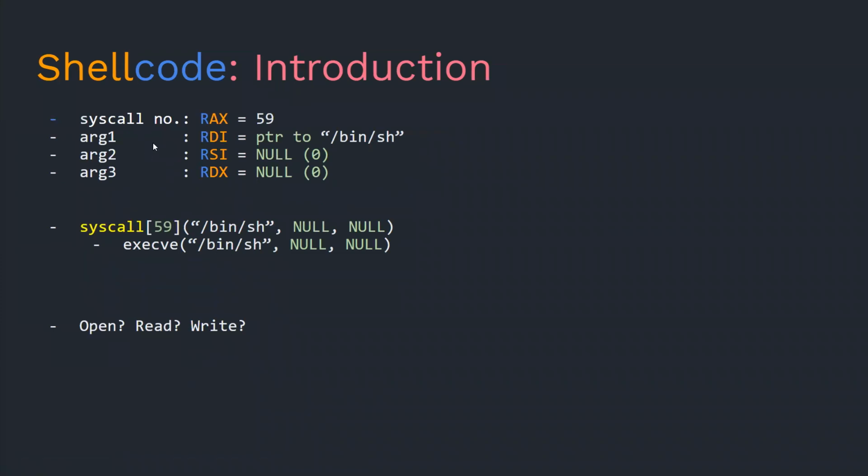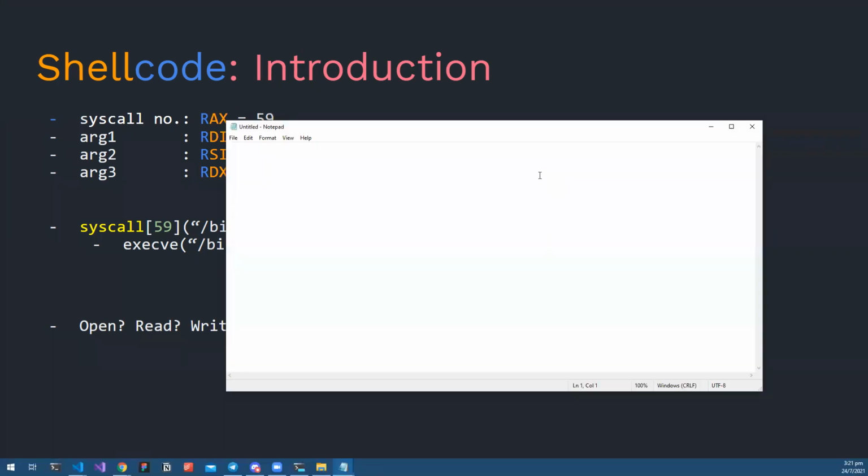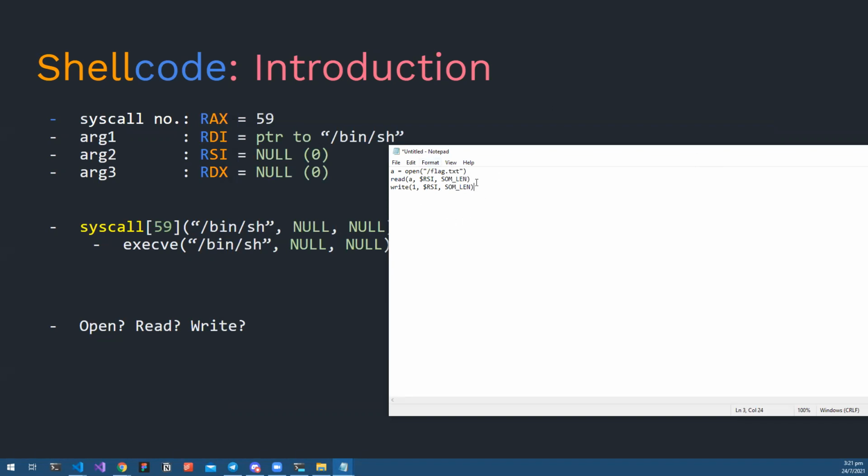Since the earlier shellcode I showed does this, can you guys try to work out shellcode that does open flag.txt, read? Let me type it out. Can you guys try to write some assembly that does the equivalent of this? I'll give you 10 minutes. You can either type in the chat, or unmute and say it, and I'll also type it out here for you.